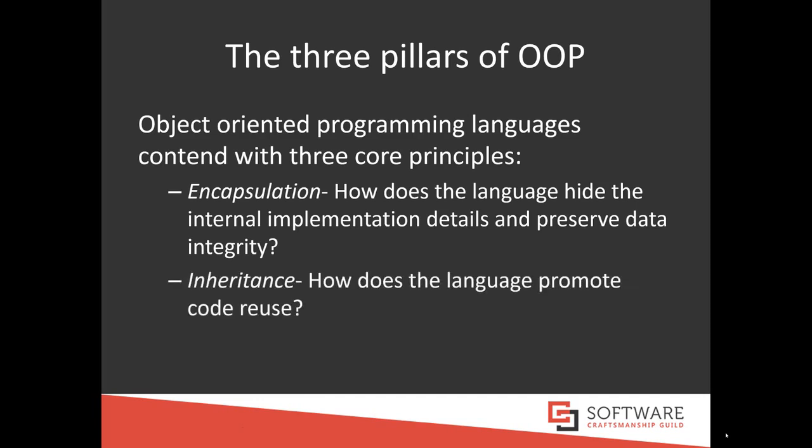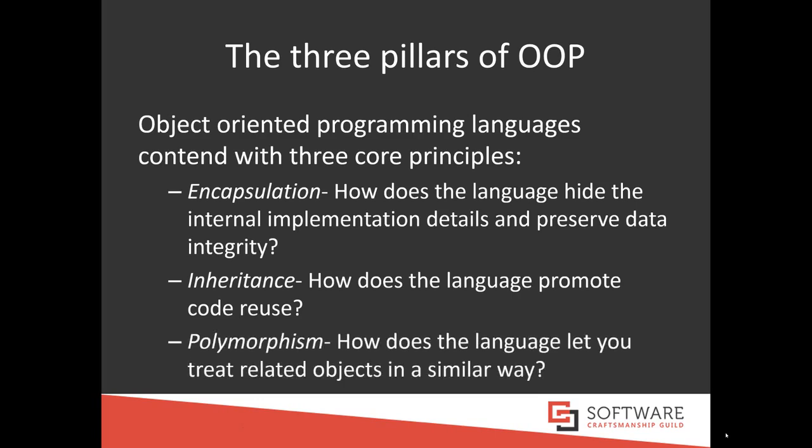Inheritance is how the language promotes code reuse. We're going to get into that in a couple lessons. Polymorphism is how the language lets you treat related objects in a similar way. We're going to demonstrate that in the next lesson with a logging example. Polymorphism, poly, means many classes, and those many classes can be used by external classes without changing the code. It's very interesting. It's a very powerful concept.